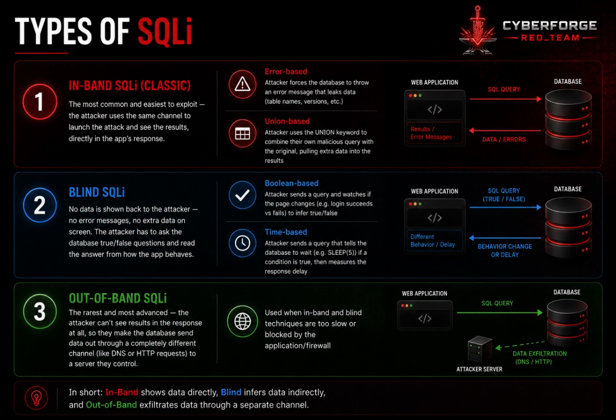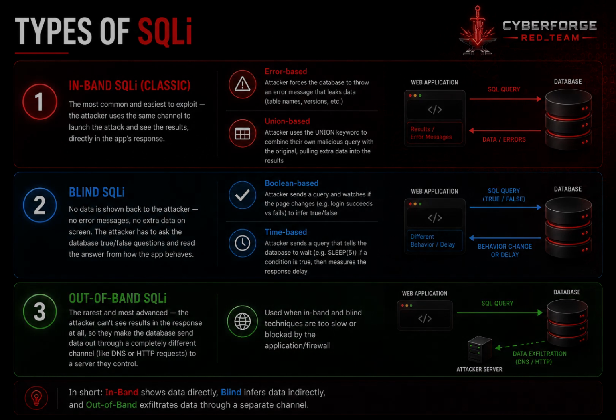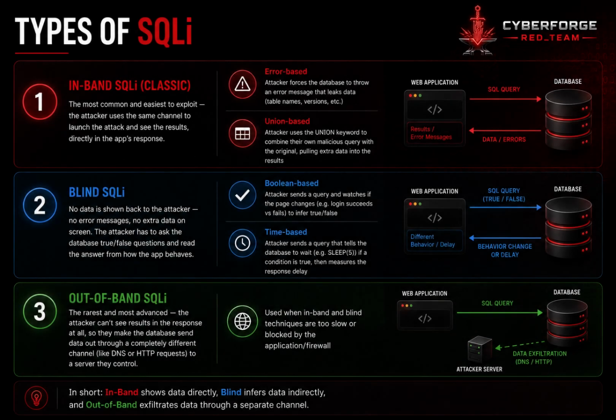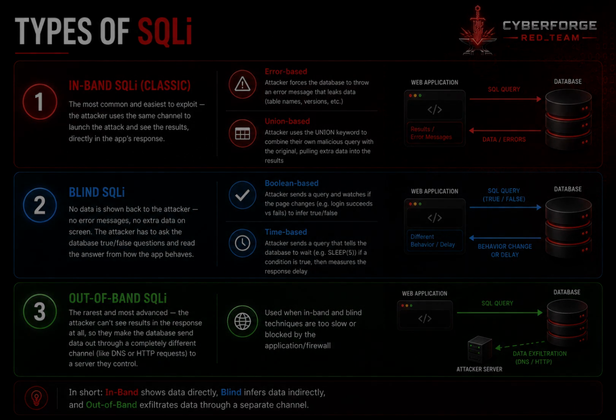Out-of-band SQL injection, the rarest one, where the attacker can't see anything in the response. So they make the database send data through a completely separate channel like DNS or an HTTP request to a server they control. We will get hands-on with all this in a future lab, but for now, just know these three types exist and how attackers can exploit them.